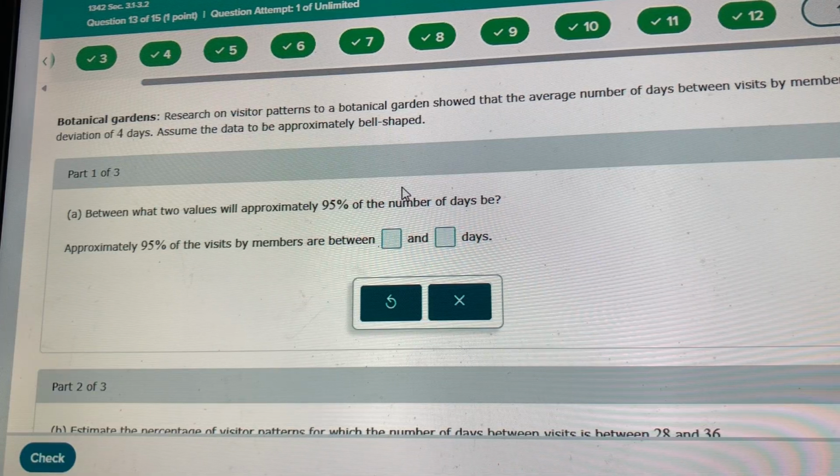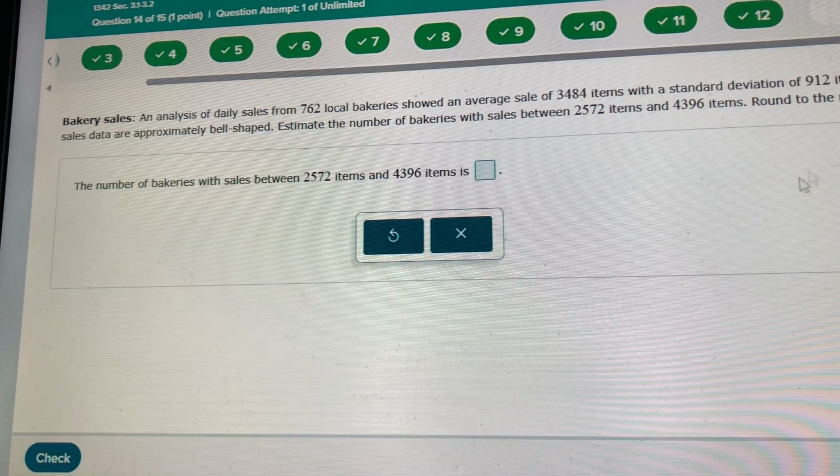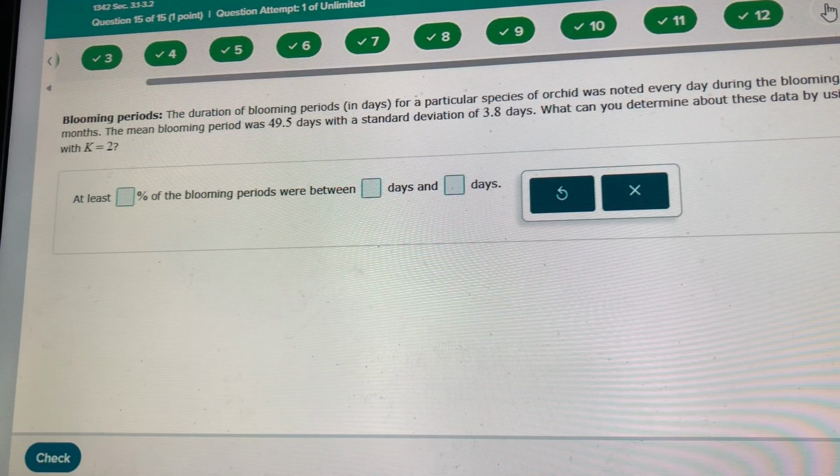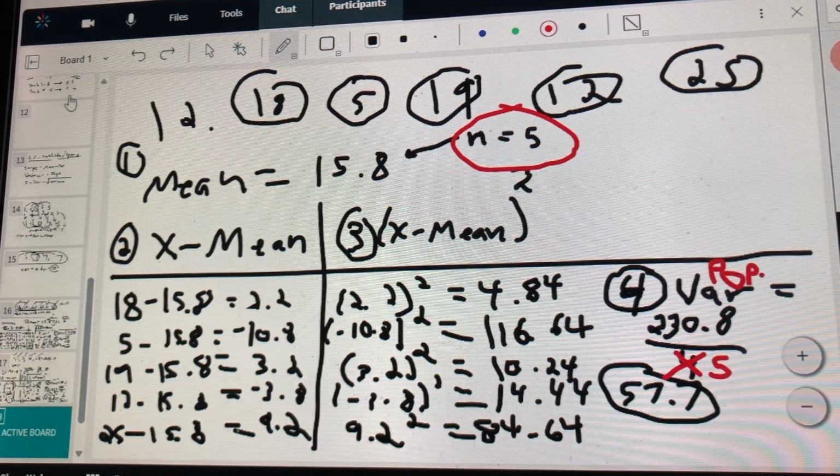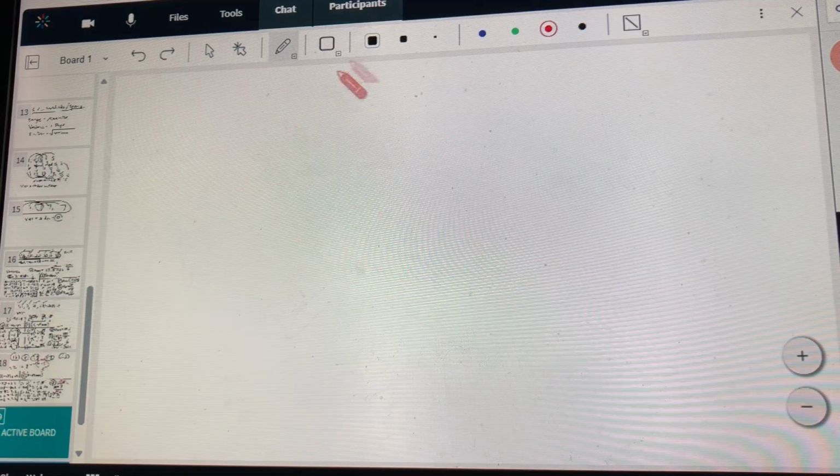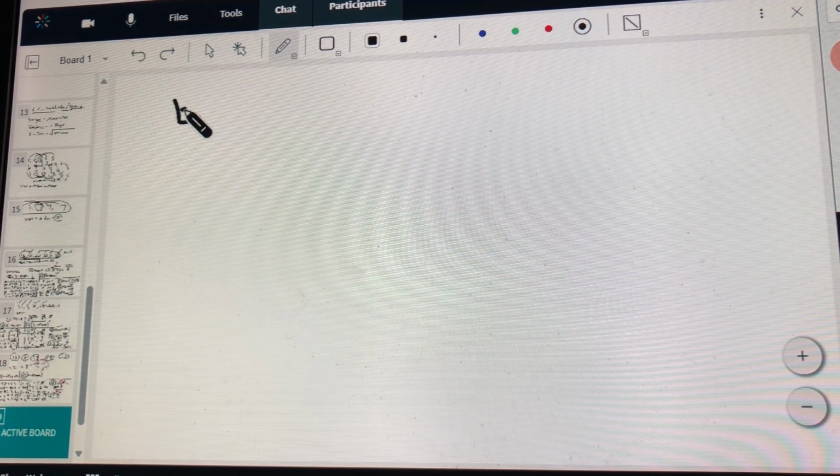Okay, I know what's happening here. Let's see, what else do we have? Okay, same thing. So there's one concept left for these last 3 problems. And there's 2 aspects of it. The more important one is called the empirical rule.